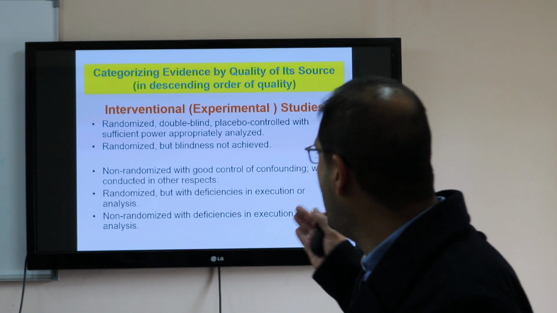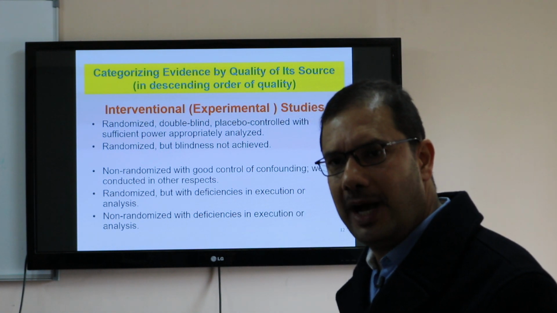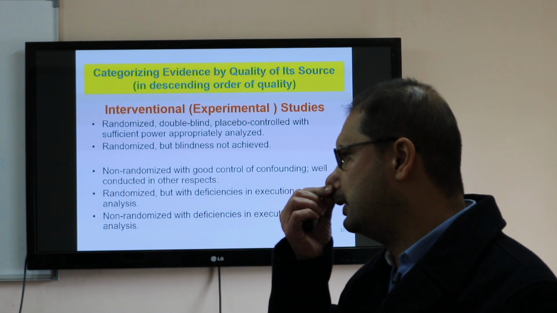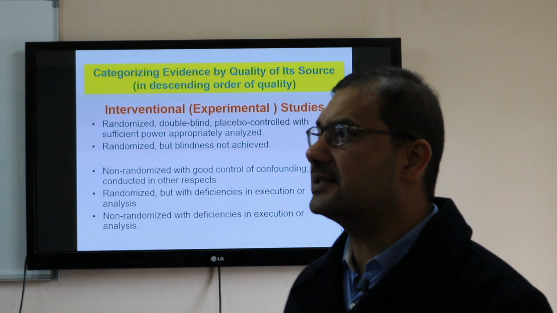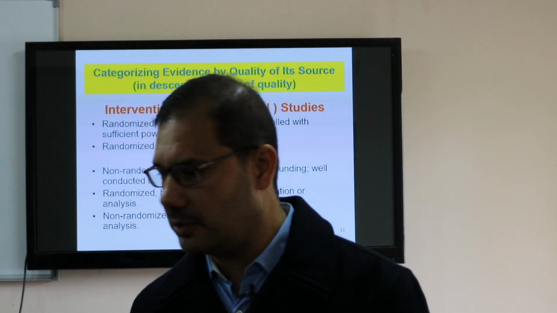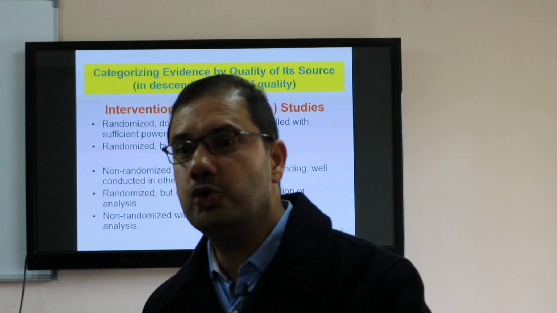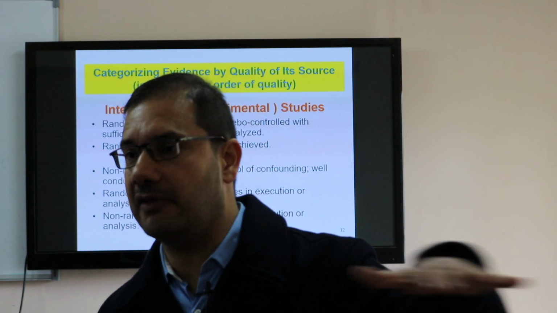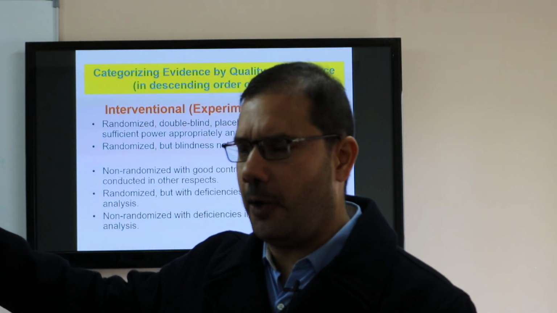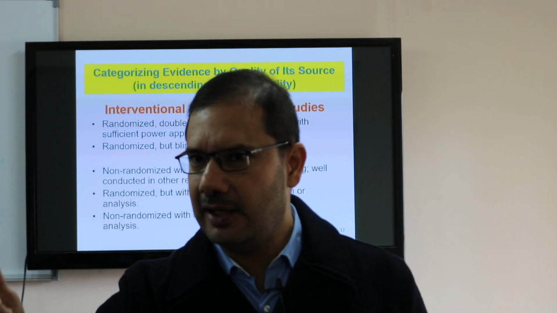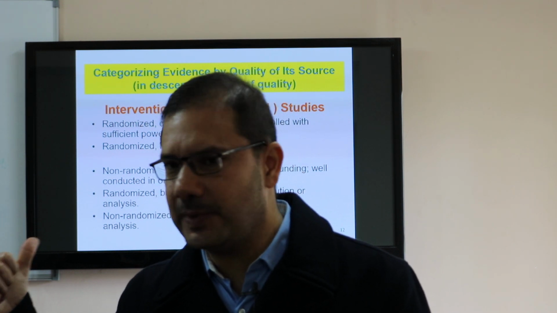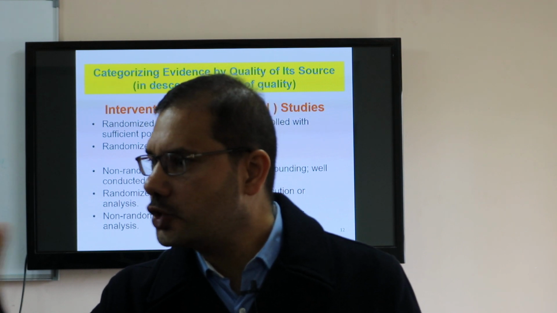The lower quality is non-randomized. Sometimes there is randomization, but not at the individual level. This is another point I need to remind you about. We can do randomization at the setting level. For example, the Medical City Complex, Baghdad Hospital, will be my intervention group, while the surgical hospital will be my control group.